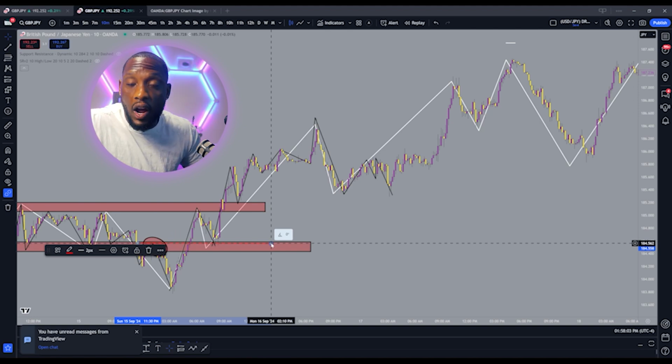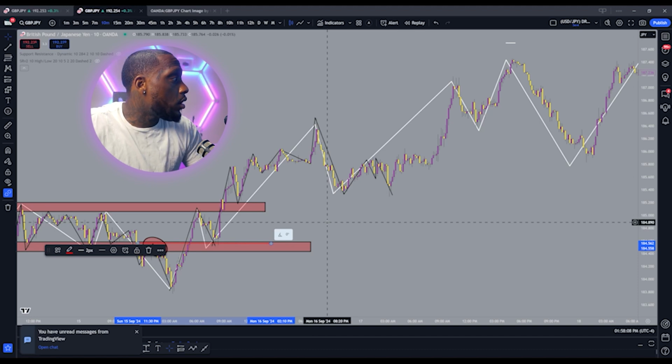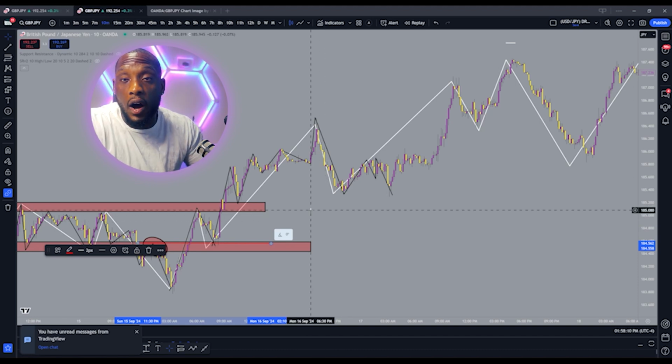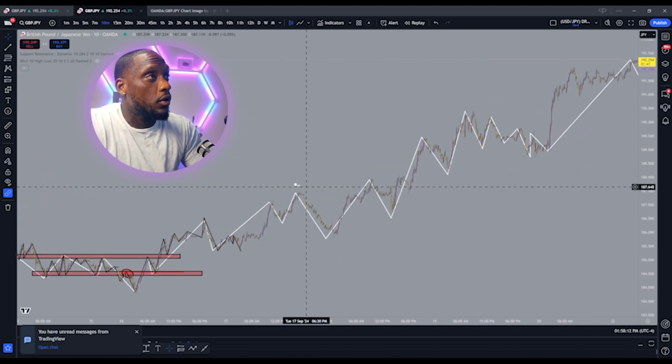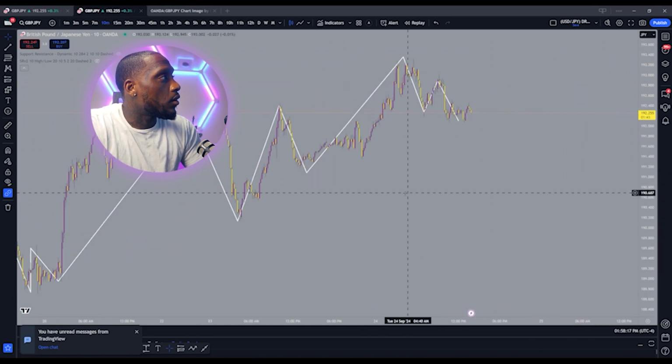Keep in mind, a break of structure will consist from a downtrend to an uptrend. You need to break a lower high, right? So then after that, you'll get your very first higher high, then higher low, and so on and so forth, right? From an uptrend to a downtrend, for example, which I can probably give one up here, right?